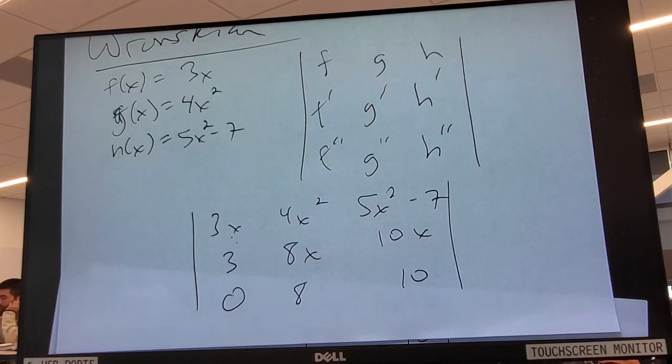Okay. So again, just another application of determinants that's not just pure numbers. All right.